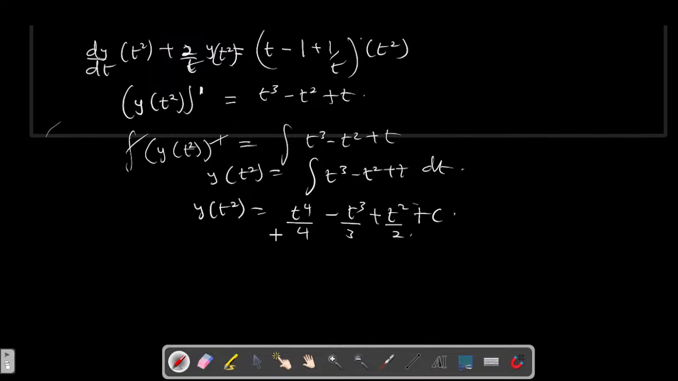So at this point, I said the goal of differential equation is to make y the subject. So y is simply equal to, I'll divide through by t squared. So this gives me t squared over 4 because it will cancel some 2 t's. Minus this one, 2, it will cancel 2, it will be left with t over 3. Then plus 1 over 2. Then you have our c.